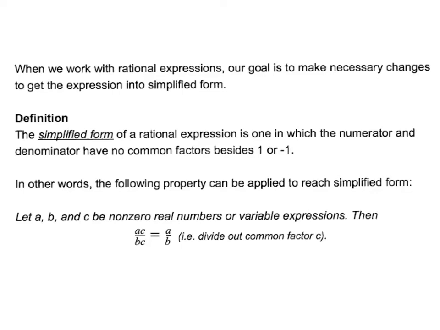Those are okay. So in other words, if we look at this property, if we have a factor c that is in both the numerator and the denominator, we don't have to keep it there anymore. If we divide that out, we can change it so that just the unrelated factors are present, and then we can say that we have our expression in simplified form.